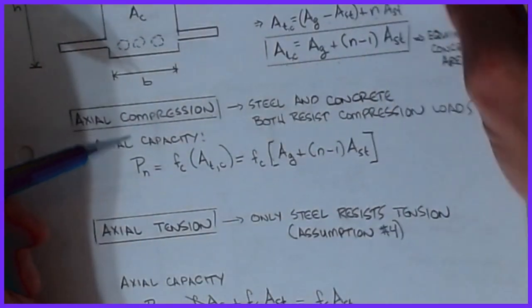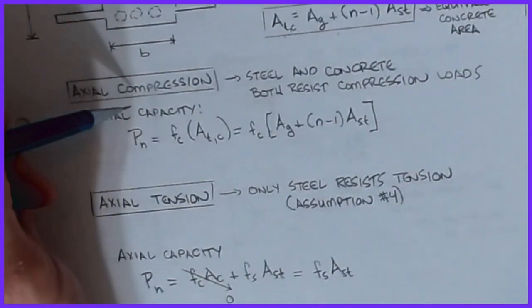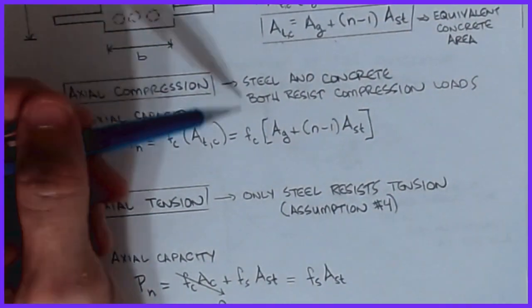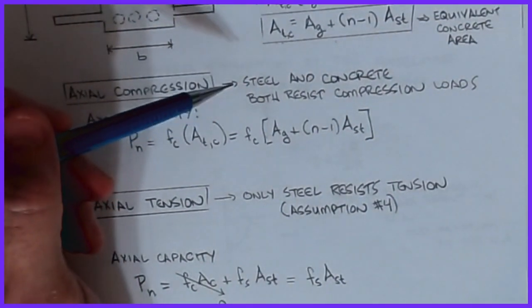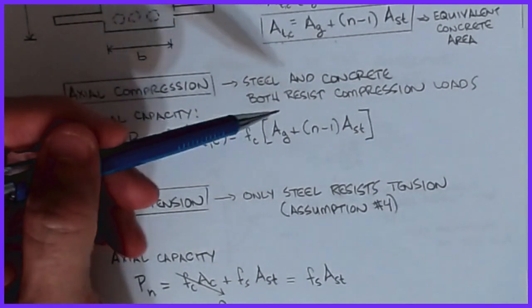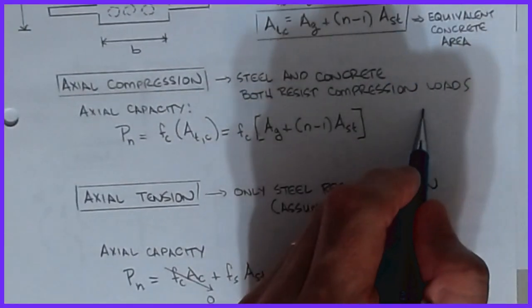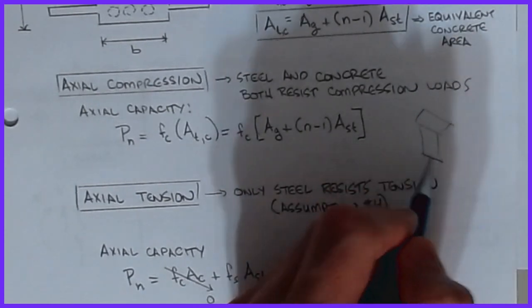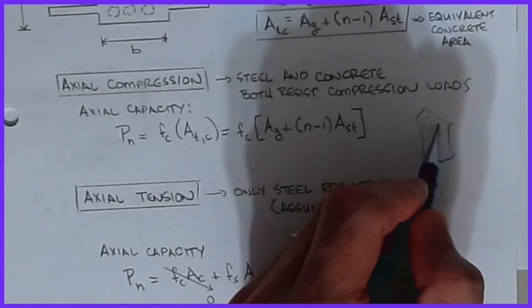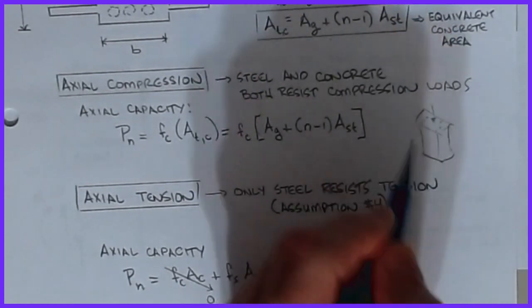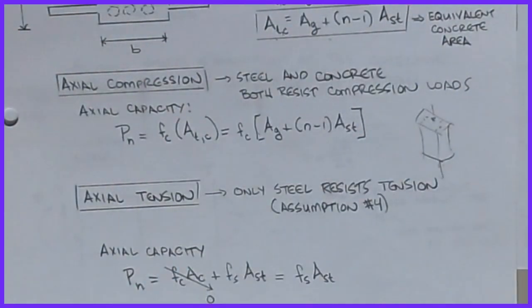All right, so let's talk about some calculations we can do with axial compression. Axial compression is basically where steel and concrete are both resisting compressive loads. So maybe I have some sort of column without bending, and these are my 3 rebar on there. If I load the end of this column, everything is in compression.